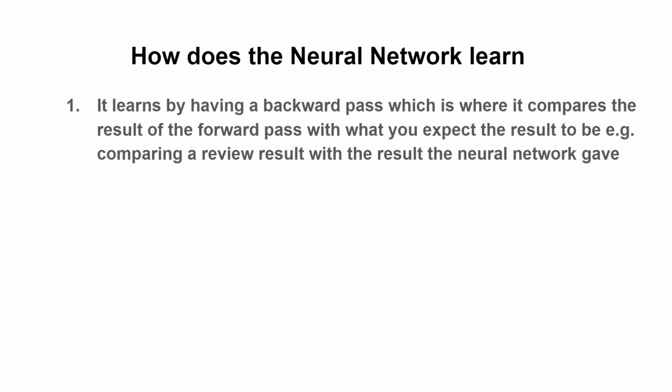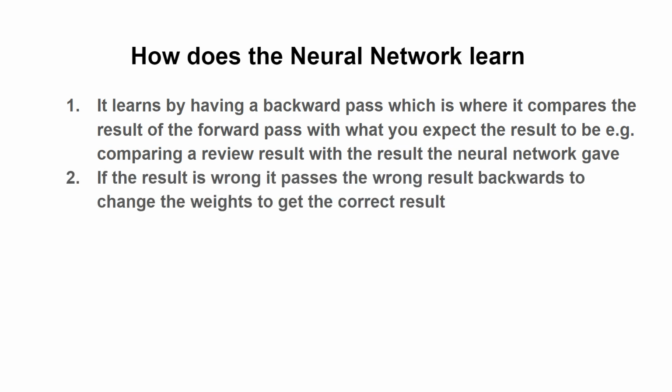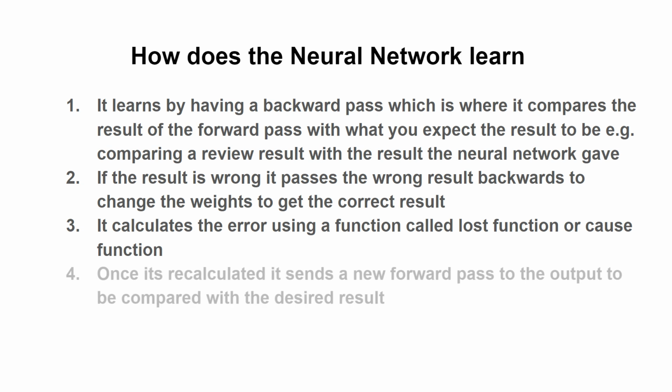How does the neural network learn? It learns by having a backward pass. This is where it compares the results of the forward pass with what you expect the result to be. E.g., you compare the review results with the result that the neural network gave. So if the neural network gave a result of negative and the review was positive, it passes the wrong result backwards in order to change the weights, to then redo all the multiplications and add a new activation function to send a new forward pass back to the output layer to once again be compared.